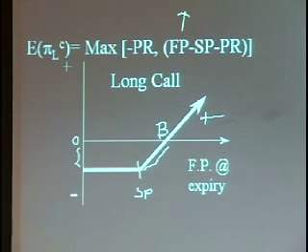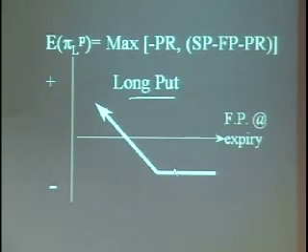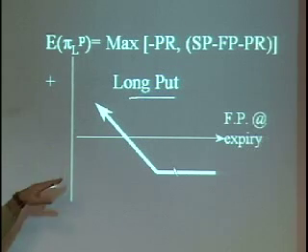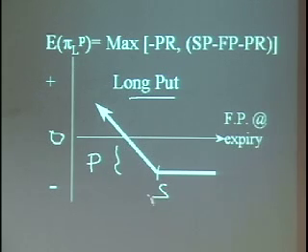If we look at a long put, just the mirror image of this, it has a flat spot below the 0 line because you're paying for it, right? You're paying the premium. So this amount here is equal to the premium. It will be kinked at the strike price.